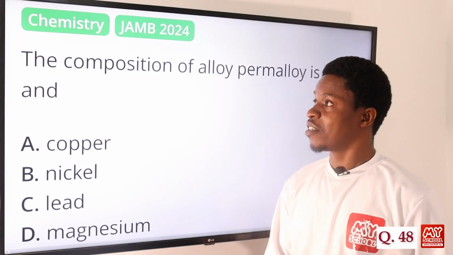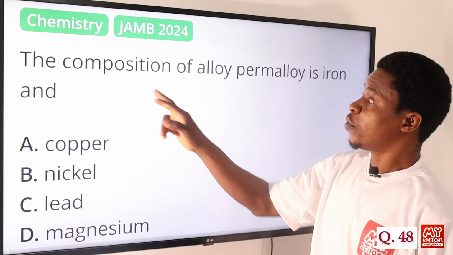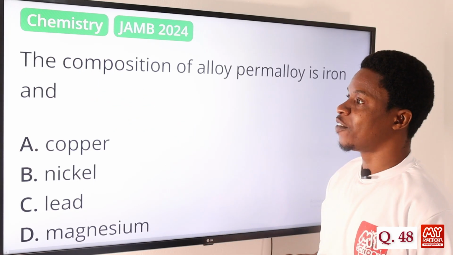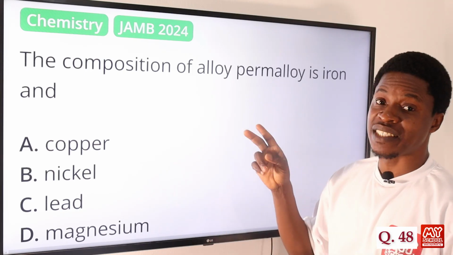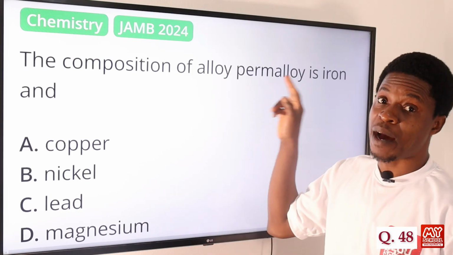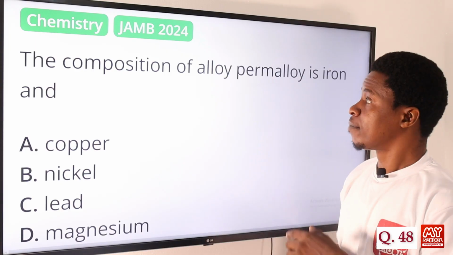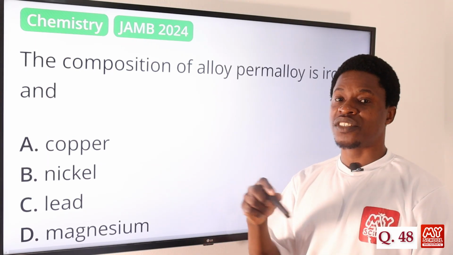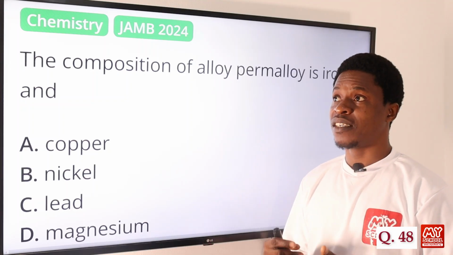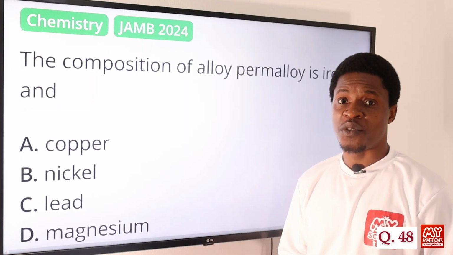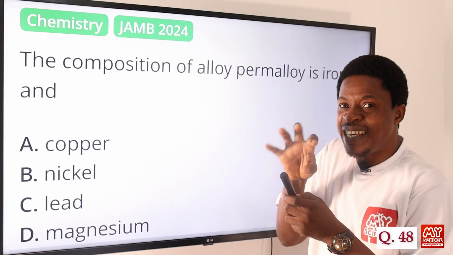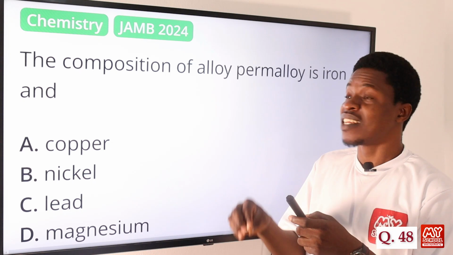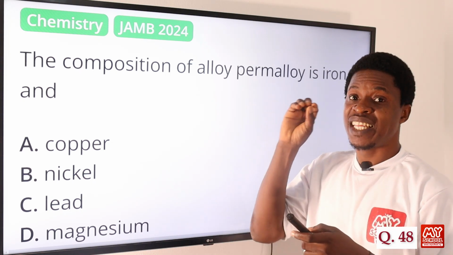Now let's move on to question number 48. The composition of alloy permalloy is iron and what? So there are 2 elements that make up this permalloy. Now permalloy is a type of magnet that is used in some electrical gadgets, those magnets are inside of them. They are made from an alloy of iron, that's why we call them permalloy.